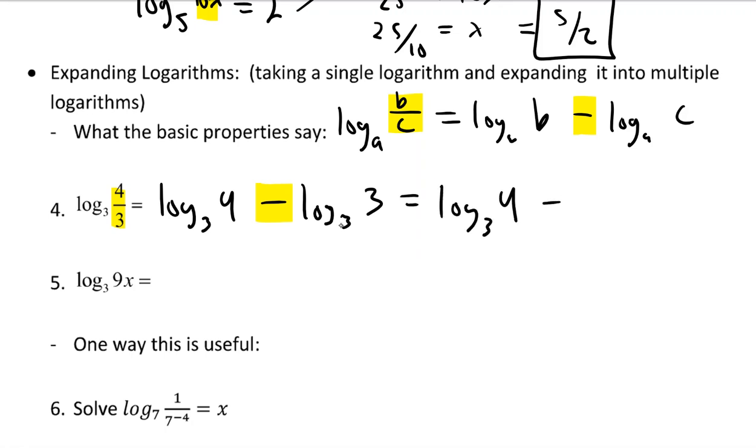And that's really all that property is, but if you see something that simplifies like this, you should remember this is saying 3 to what power gives you 3. So you should know that changes to 1. So go ahead and do that.